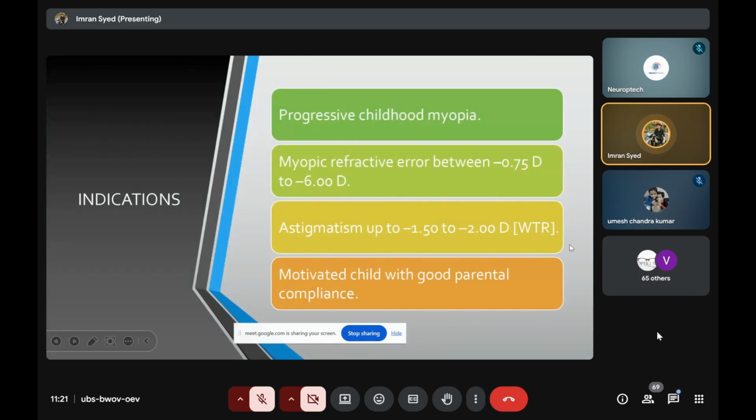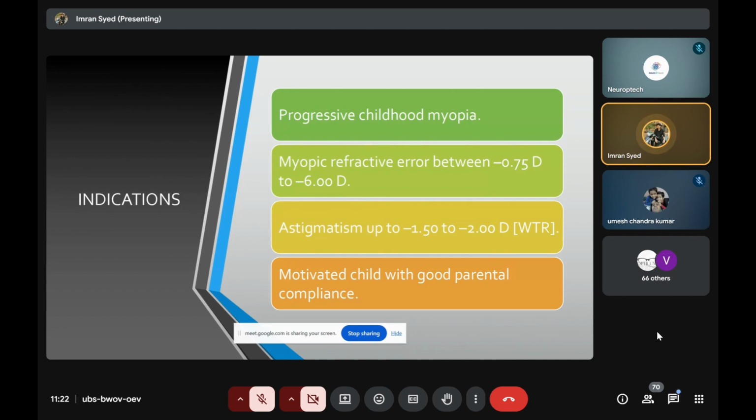So in which conditions can you prescribe ortho-k lenses? The first is that it should be progressive myopia. There are different types of myopia: refractive myopia, index myopia, curvature myopia, pathological myopia, and axial myopia. These lenses will only work in progressive myopia, which is axial myopia, where the axial length changes every 1 year or every 6 months. Because of the change in axial length, the myopia also changes. So only in those conditions can you prescribe ortho-k lenses.